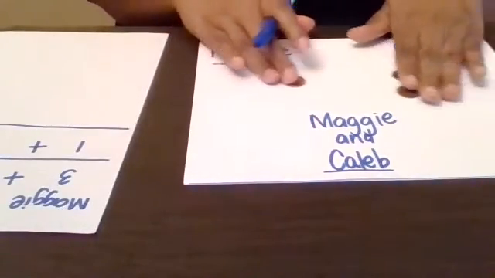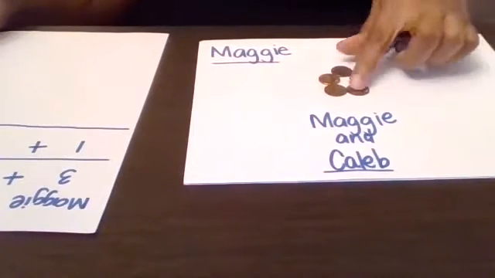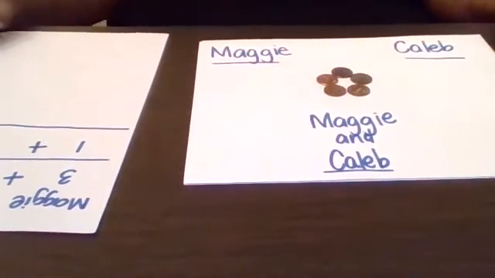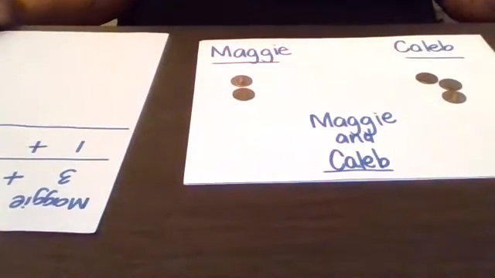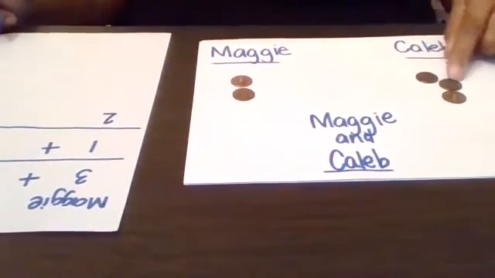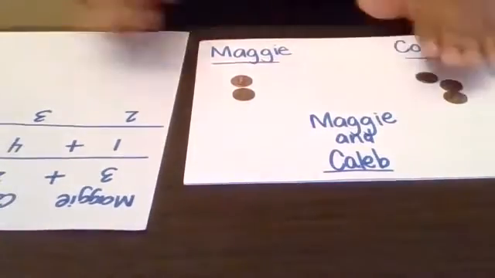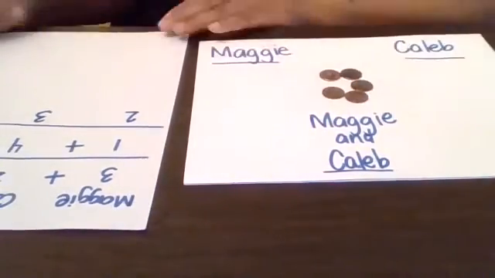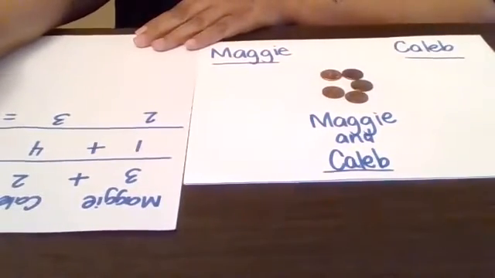Now, put them back together. Do we still have 5 pennies altogether, friends? 1, 2, 3, 4, 5. We do. Now I'm going to split them apart again and let's see what we have. Now we have what? How many does Maggie have? 2. And Caleb has 3. 2 and 3 makes what, friends? Bring them together. How many do you have? 1, 2, 3, 4, 5.